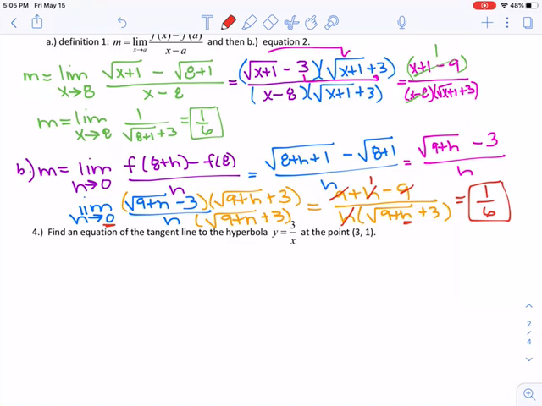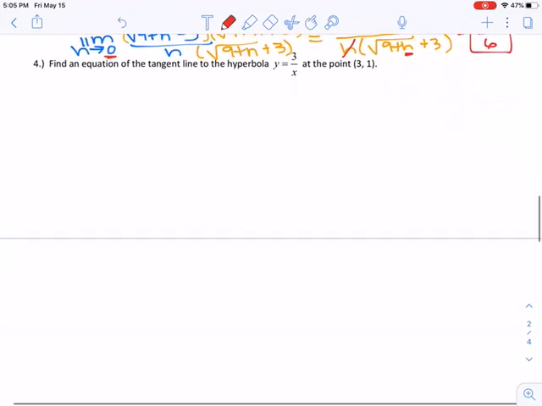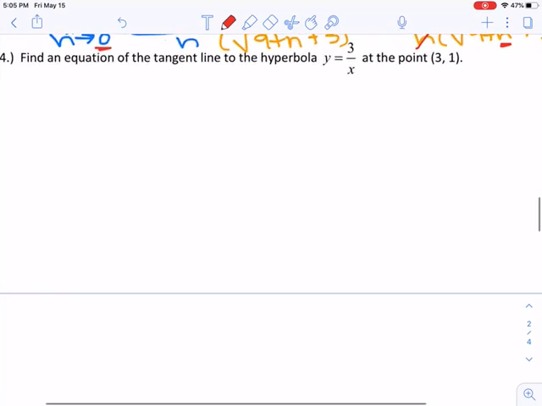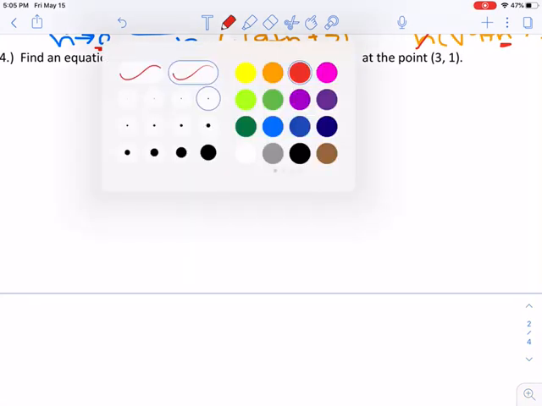So now for question 4, choose whichever formula you want. You can either have x approach 3, or you can have h approach 0. It just depends on which one you're more comfortable with, since they didn't tell me which one to use. So let's go ahead and, for question number 4 here, find an equation of the tangent line to the hyperbola y equals 3 over x at the point 3, 1. Let's go ahead and use our first formula, because I think we might be a little bit more comfortable with that.